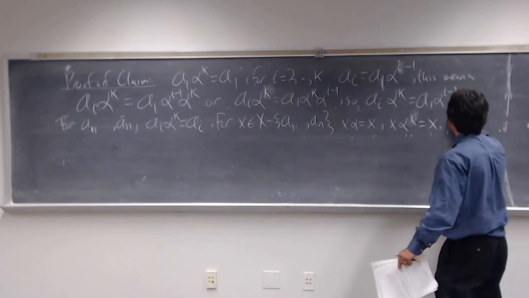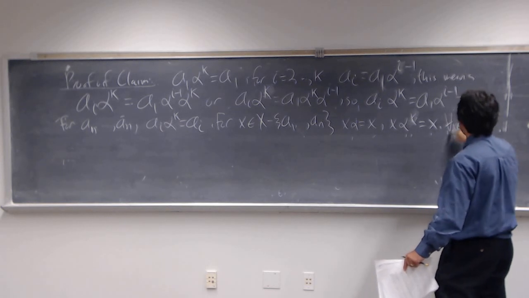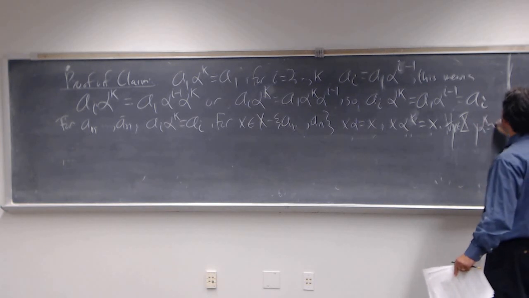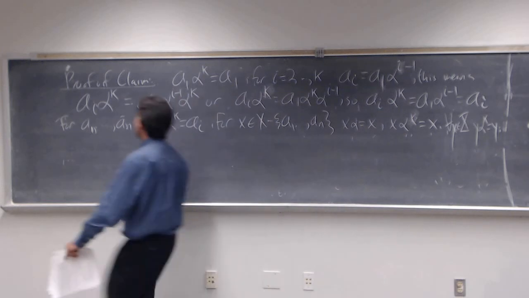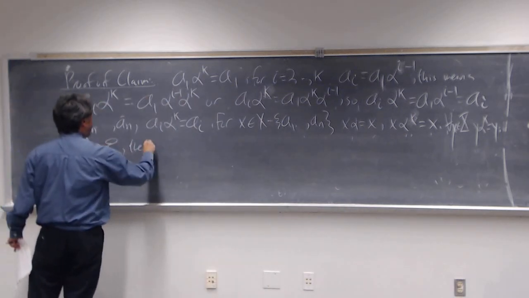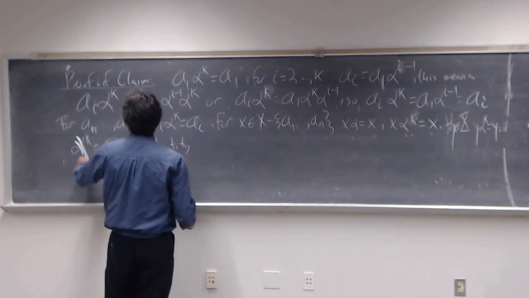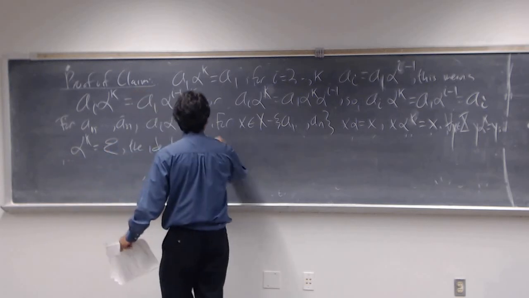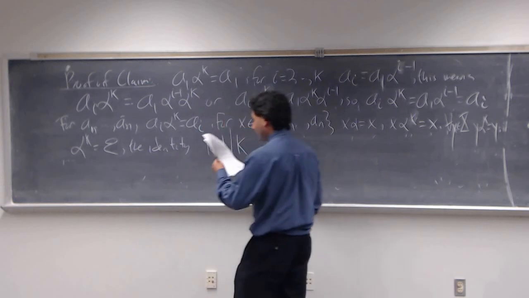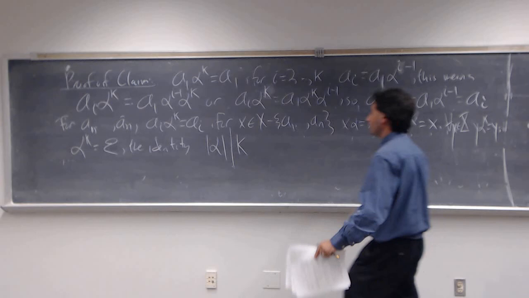So the upshot is, for all elements of X, I'm going to use y, alpha to the K of y is just going to take me back to y. So that really means alpha to the K is the identity. But that just means maybe the order divides. So that tells us the order of alpha must divide K.